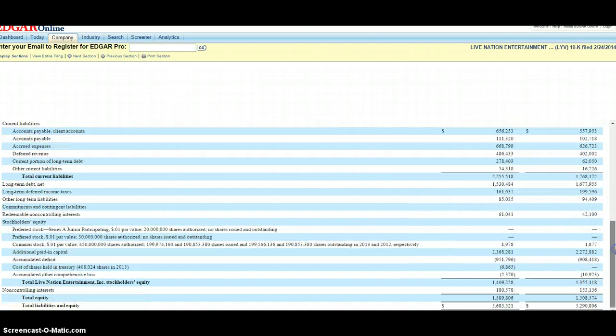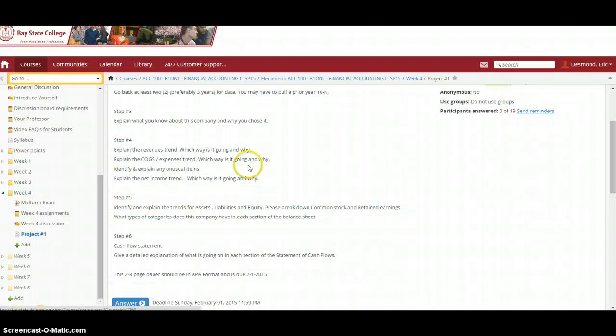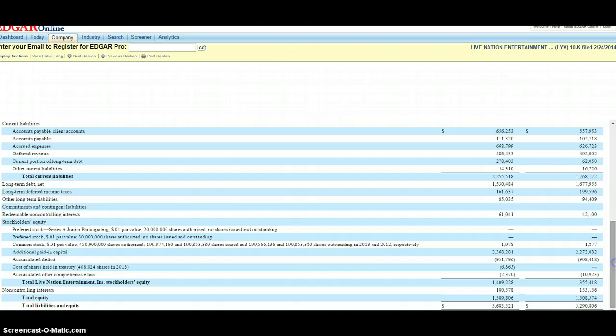And so then we look at equity, and it says please break down common stock and retained earnings. So we're going to look at common stock. Common stock right here. Let's break it down. It's gone up just a little bit from 2012 to 2013. And retained earnings, since the company's posting a loss, we're going to look at accumulated deficit. Accumulated deficit is huge. So the accumulated deficit is huge, and it's getting bigger each and every year because they lost money.